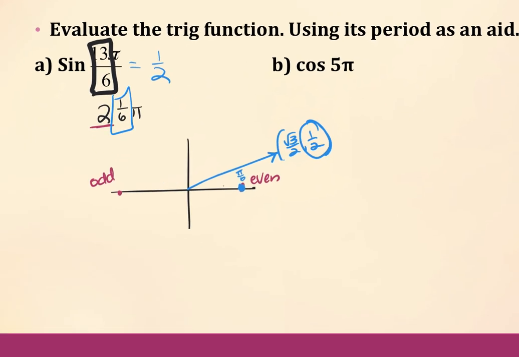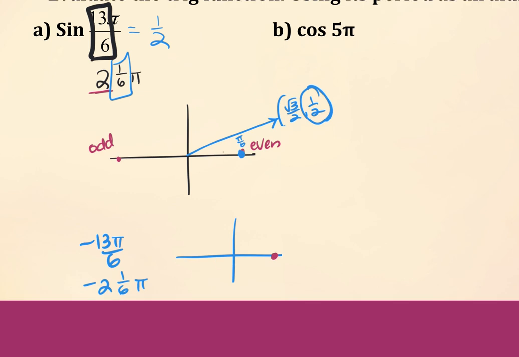If that was -13 pi/6, this would be -2 1/6 pi. So I'd still go to 2, which is here. But instead of going counterclockwise because it's positive, I would go clockwise because it's negative. And that's 11 pi/6. And that coordinate point is √3/2 and -1/2.